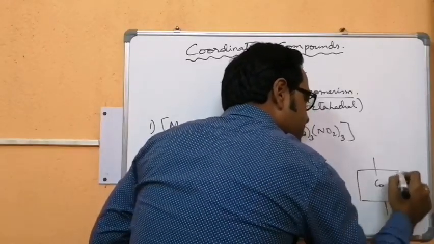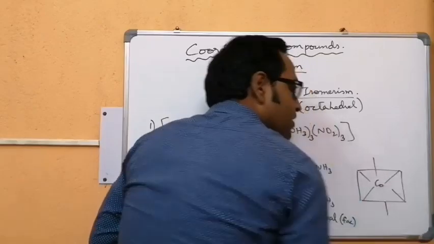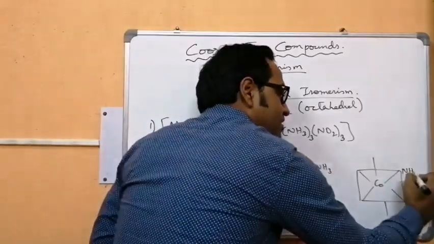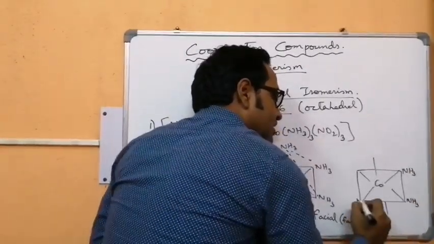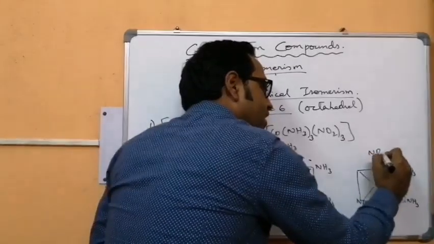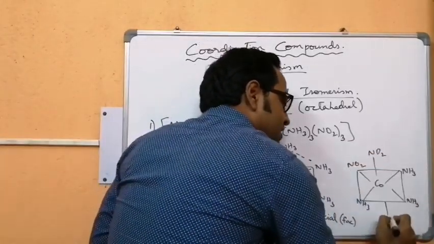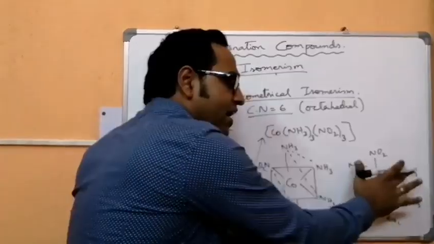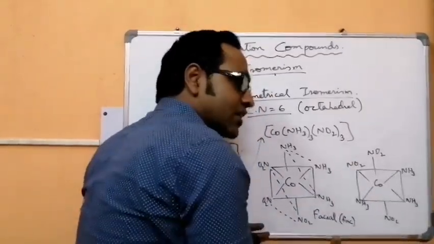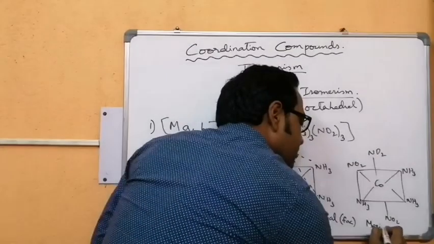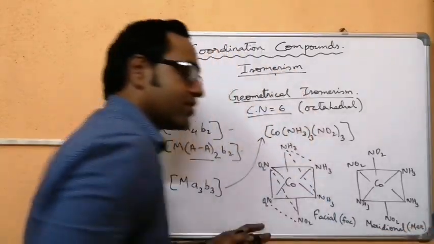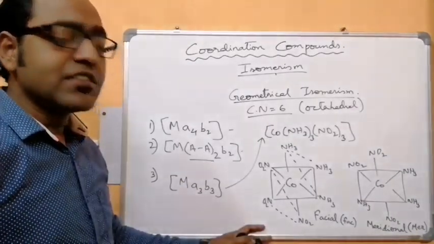There is one more isomer, Co. Now keep the same ligand in the square plane. NH3, NH3, NH3. So we are keeping all the same ligand in the square plane. Now put the other ligand, NO2, in the empty space. Now when all the same ligand are in the square plane, this type of geometry is called meridional, or in short it is MER.